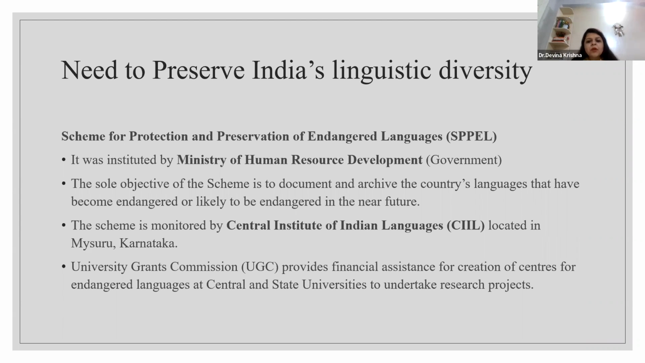So that's a very famous place for regional languages, where a lot of languages are being taught, or linguistics is being taught, and a lot of research takes place in this institute. So the scheme is basically getting monitored over there. The University Grants Commission provides financial assistance for creation of centers for endangered languages at central and state universities to undertake research projects.